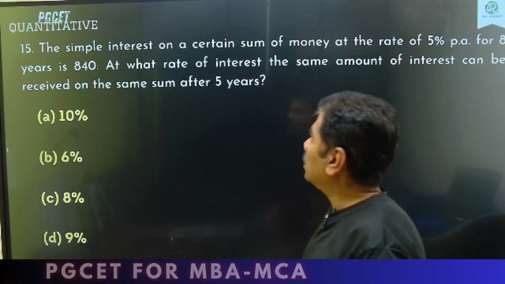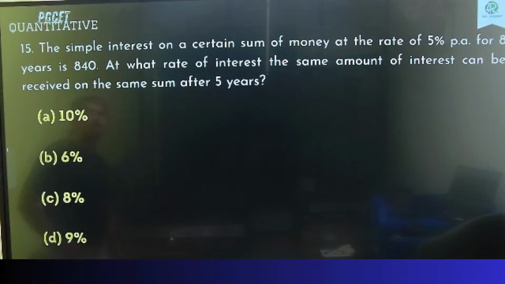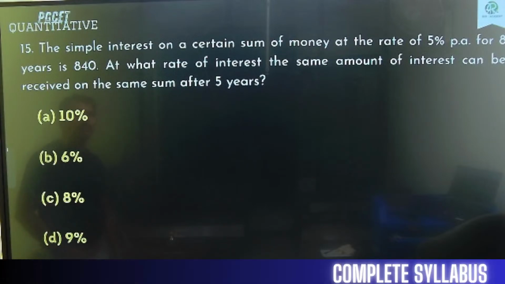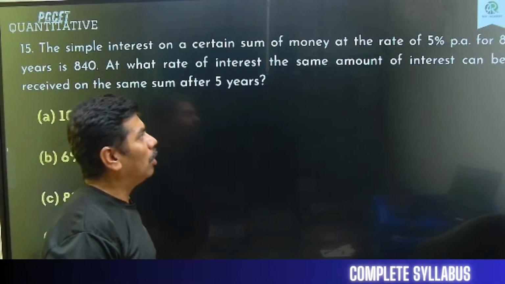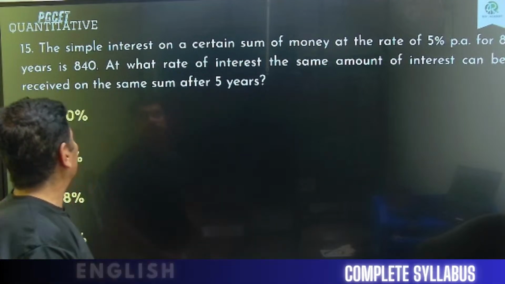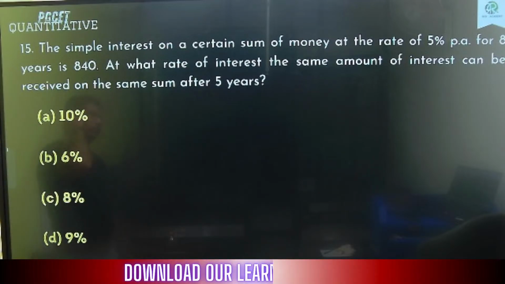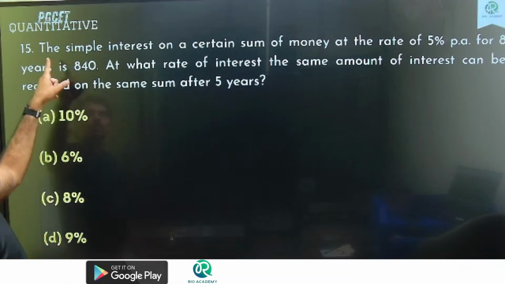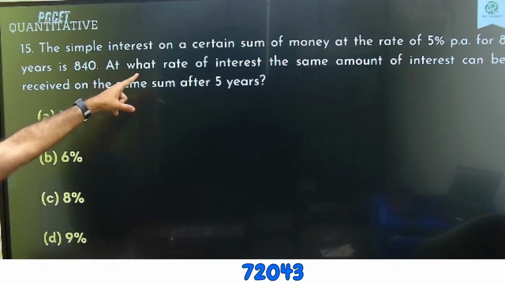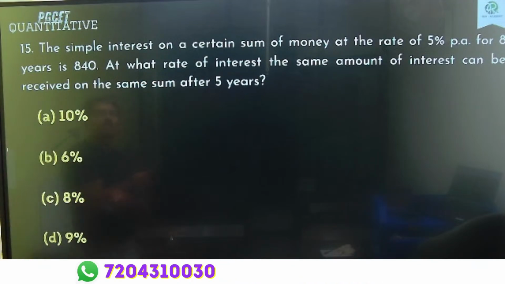The simple interest on a certain sum of money at the rate of 5% per annum for 8 years is 840. At what rate of interest can the same amount of interest be received on the same sum after 5 years? Now this is a little different. Here, the simple interest on a certain sum of money at 5% per annum for 8 years is 840.